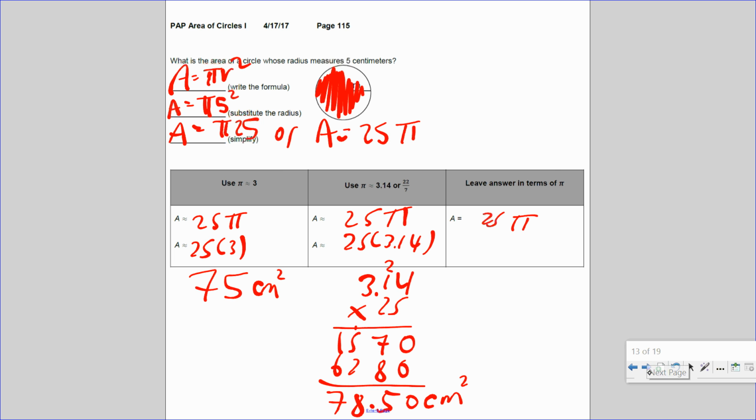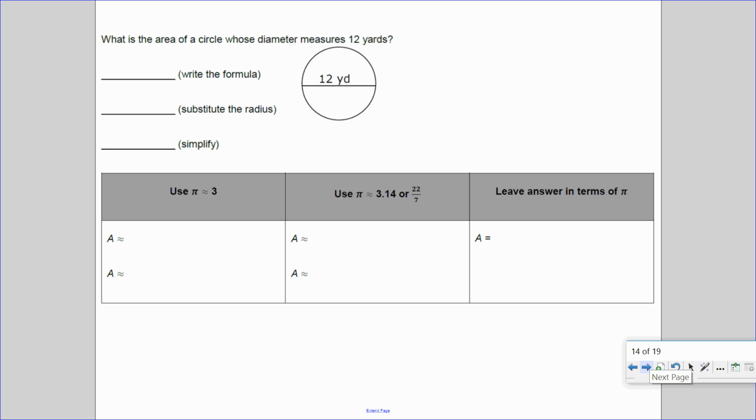Let's practice one more question in case you get stuck. What is the area of a circle whose diameter measures 12 yards? What is the formula for the area of a circle? A equals pi r squared. Substitute the radius. What would the radius of this be? Well, the radius from here to here would be 6 yards. So I substitute the radius with 6. Simplify this: what is 6 squared?